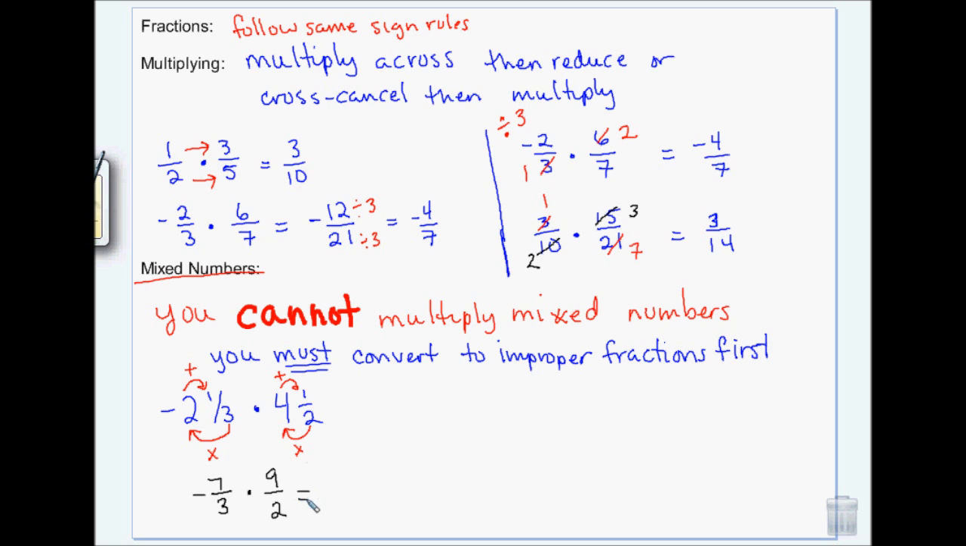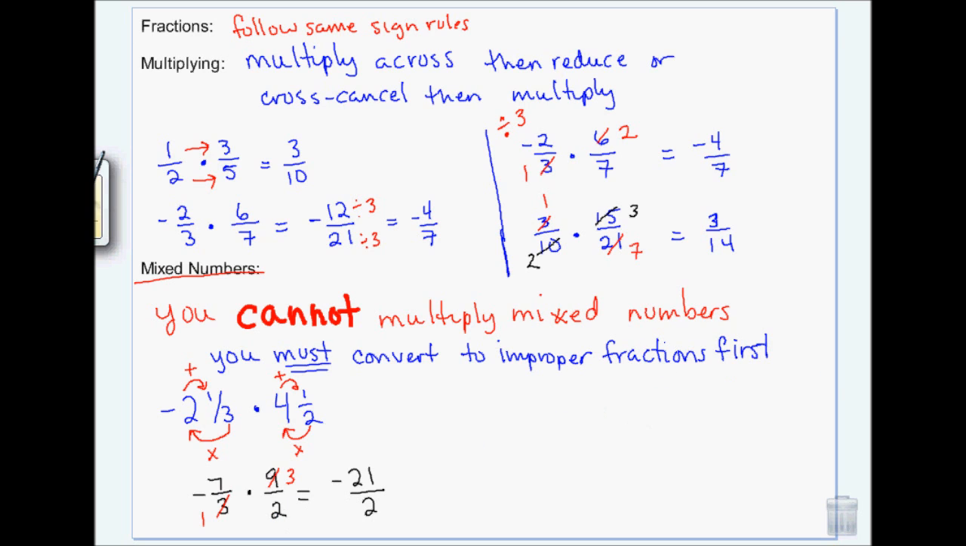Now I can multiply. This I can multiply, this I cannot. So I'm going to look at this. I can cross cancel here. 7 times 3 is 21. 1 times 2 is 2, and it's negative because I had a negative times a positive.